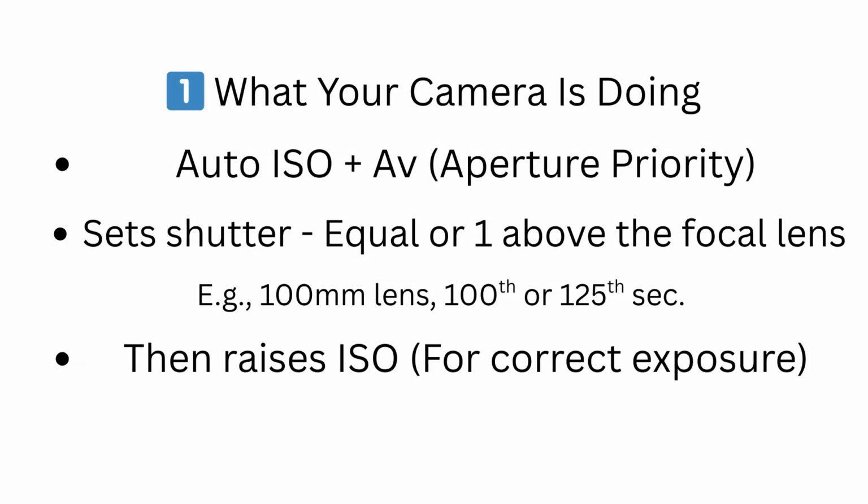Now let's talk about why this setting even matters. When you're using the AV, the aperture priority mode with auto ISO, your camera follows a really basic rule, which is it chooses a shutter speed that's either equal or one above the focal length that you've got. So just for the sake of argument, say you had a 100mm lens, it might pick 1/100 or a 1/125th second, but that's the maximum that it will go to. It then simply increases the ISO as it needs to for whatever the light level is, for the various level of brightness. Now it seems super smart, but it's not always enough.